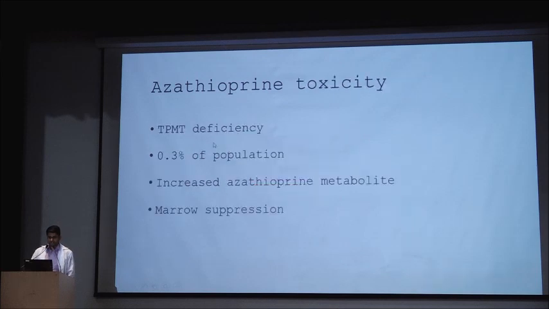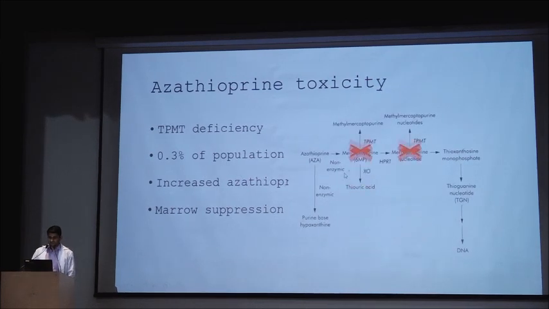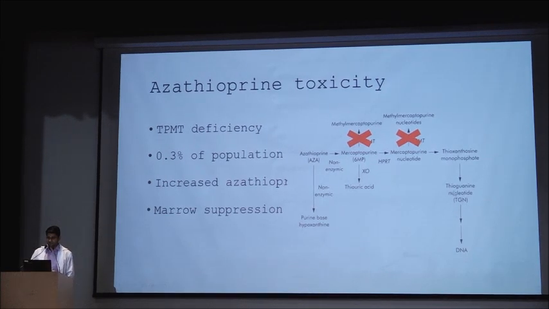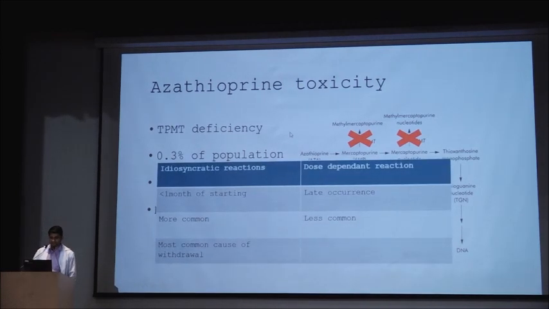Azathioprine toxicity is common. Dose-dependent toxicity occurs in patients with TPMT deficiency, which occurs in around 0.3% of the population. This TPMT deficiency causes decreased metabolization of 6-MP to methyl mercaptopurine and diverts more 6-MP to the thioguanine nucleotide. This molecule is responsible for the dose-dependent toxicity of azathioprine in the form of bone marrow suppression. The more commonly occurring toxicity of azathioprine is the idiosyncratic reaction.